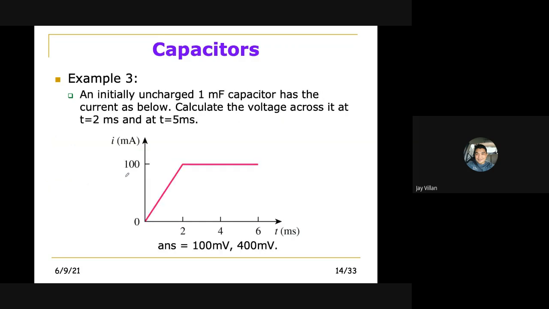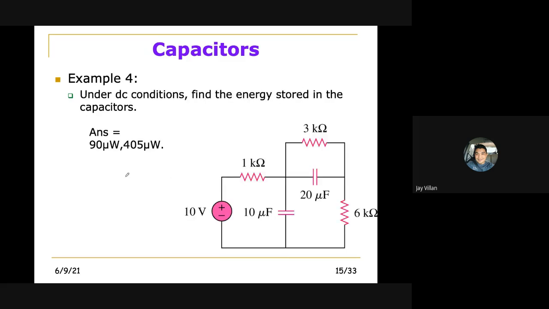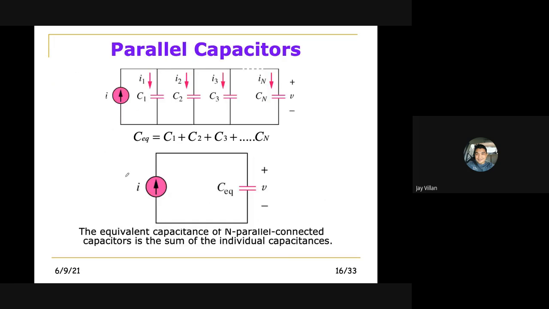Okay, so just a few examples. On this one, an initially uncharged 1 millifarad capacitor has the current as below. Calculate the voltage across it at t is equals to 2 milliseconds and at t is equals to 5 milliseconds. Okay? Under DC conditions, find the energy stored in the capacitor.